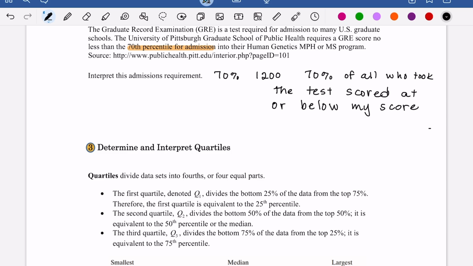Yes. So what does it mean when I say that the University of Pittsburgh Graduate School of Public Health requires a GRE score no less than the 70th percentile for admission? What that means is that here is how the scores are laid out. Here is the score at the 70th percentile. So we have 70% at this score or below, and then everybody else, the top 30%, are scoring over here. What that tells me is that I have to be at this score or above in order to qualify for admission into the Pittsburgh Graduate School of Public Health.